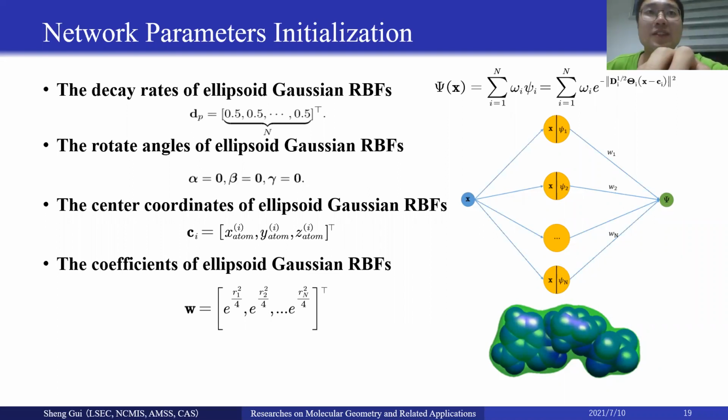The initial center coordinates C of the ellipsoid RBFs can be given by the centers of the atoms as follows. While D, C, and theta have been chosen and the atom radii are given, we initialize the ellipsoid RBF activation function psi similarly to the RBF way. We set the weight W of the ellipsoid Gaussian RBF as follows.